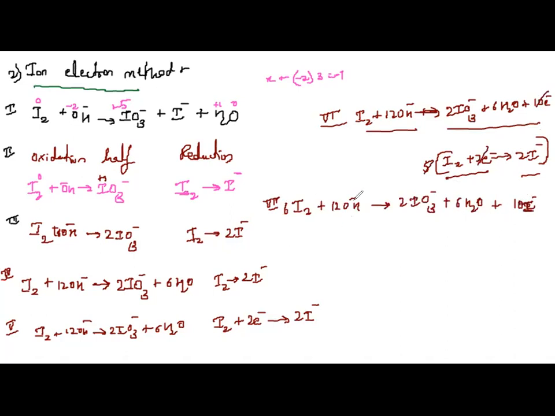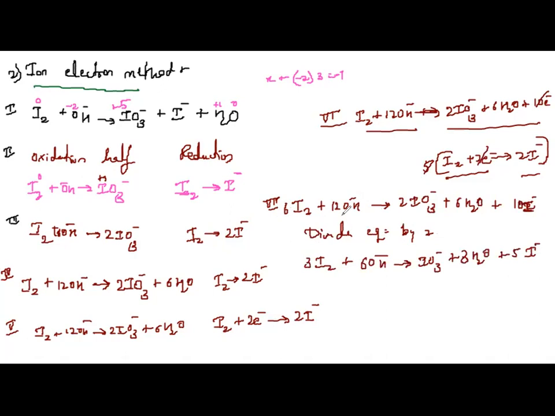Yes, so here everywhere we have a coefficient. Divide the equation by 2. We want the lowest number, right? Divide the entire equation by 2. What do you get? 3I2 plus 6OH minus gives IO3 minus plus 3H2O plus 5I minus.